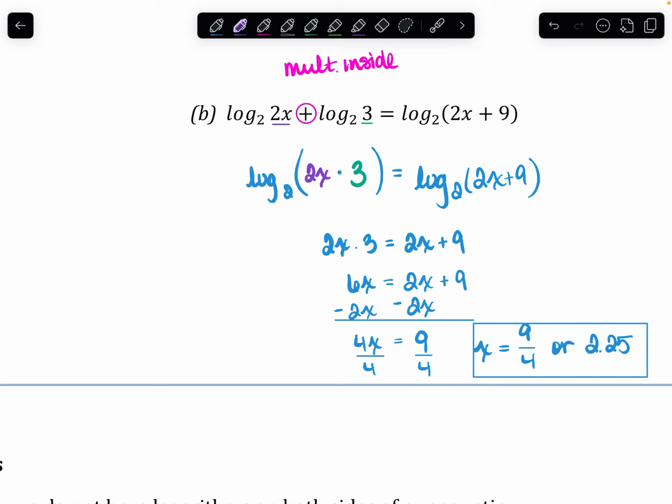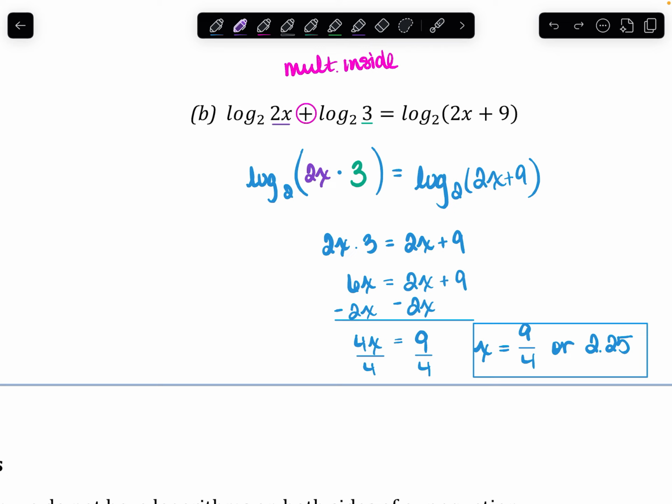So 9 over 4. So again, we're going to plug back in here. 9 over 4 is a positive number. If I take a positive number and multiply by 2, it's going to stay positive. So we know we're okay there. The 3 doesn't have an x in there, so we know that one's going to be okay. There's nowhere to check it.